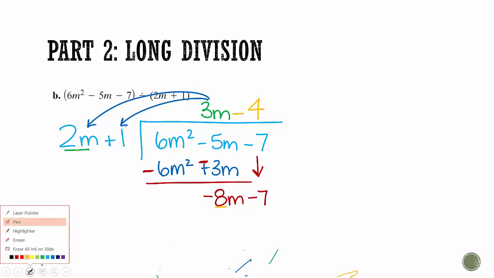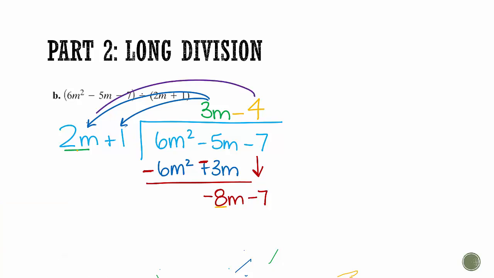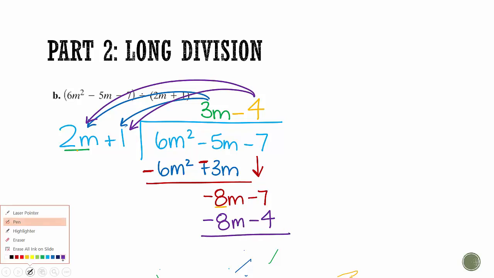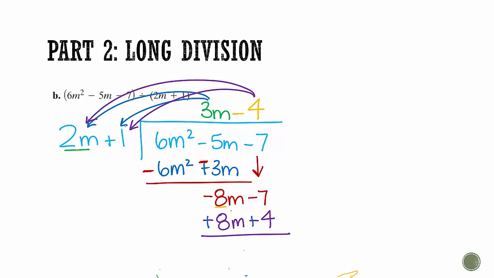And then you take that negative 4 and you multiply it by 2m and by 1. So you get negative 8m minus 4. And then remember to subtract. So if you're subtracting a negative, you're adding. The m's go away, and you end up with negative 3. And since there's nothing else to bring down, this is your remainder. So our answer is 3m minus 4.